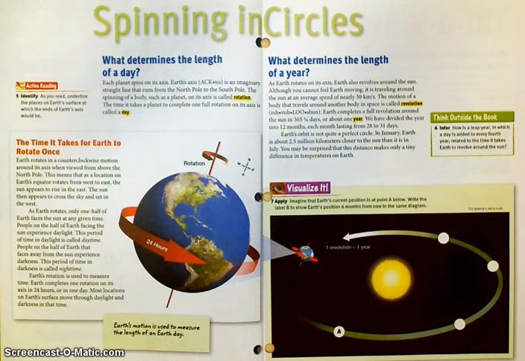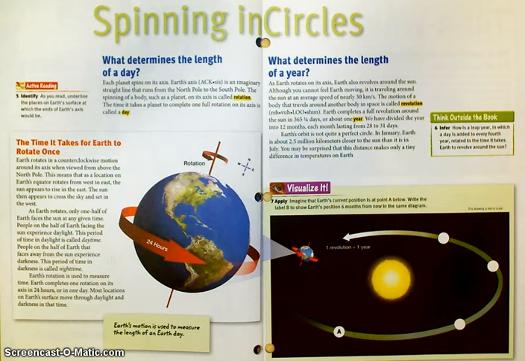Alright, I'm now on page 226. What determines the length of a day? Each planet spins on its axis. Well, what is an axis? Well, the Earth's axis is the imaginary straight line that runs from the North Pole to the South Pole. There's not actually a big rod sticking out of both poles of the Earth, but we often draw one to represent the axis. Okay? So the spinning of a body such as a planet on its axis is called rotation. The time it takes for a planet to complete one full rotation on its axis is called a day. Okay?